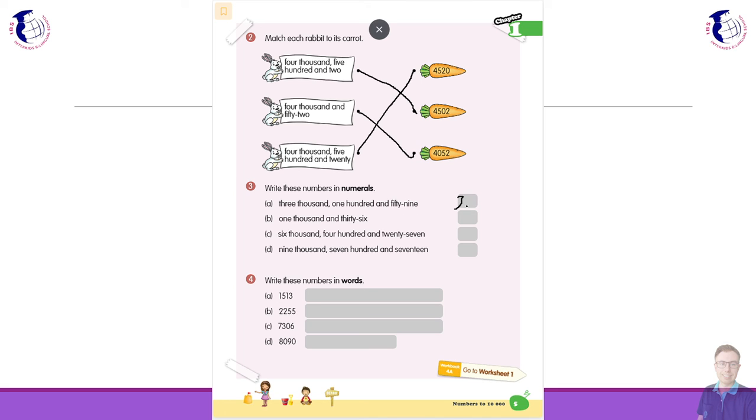Write these numbers in numerals. 3,159. 1,036. 1,000. No hundreds here, but we still need a zero. Remember that zero, otherwise the number will be wrong. 1,036. Then 6,427. And finally, 9,717.